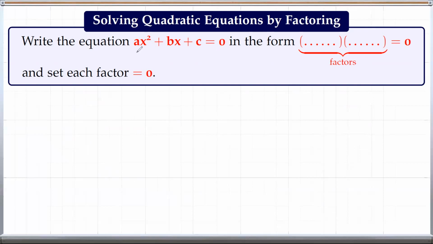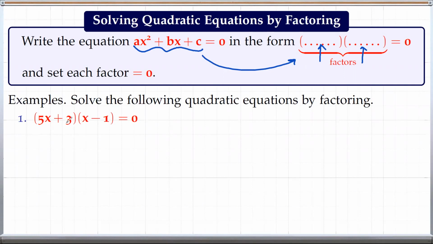If you are given a quadratic equation, ax squared plus bx plus c equals 0, then we want to write it in the form some expression times some other expression equal to 0. So basically, we want to factor this part and write an expression times another expression equal to 0. And then we want to set each of the factors equal to 0. Then these factors will be linear functions, which we can easily solve. So let's look at examples of what we mean by that.